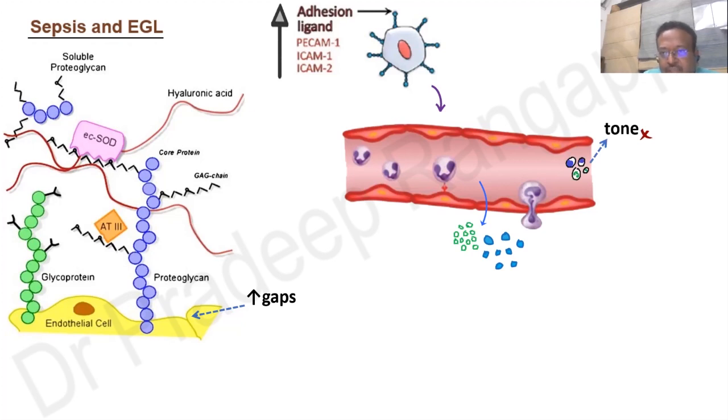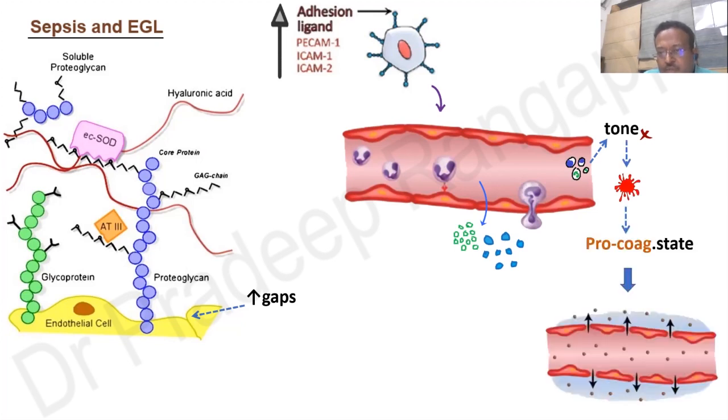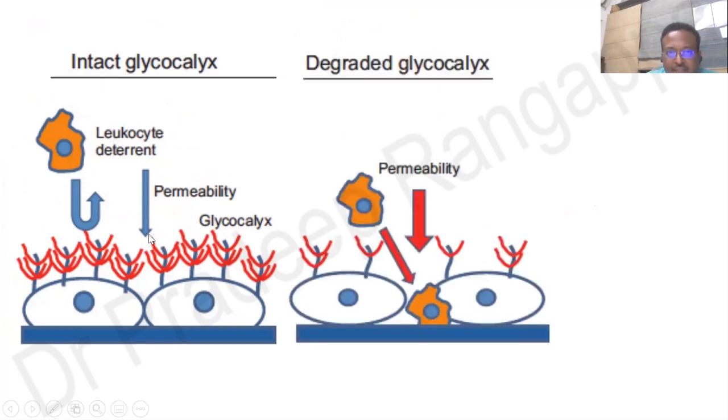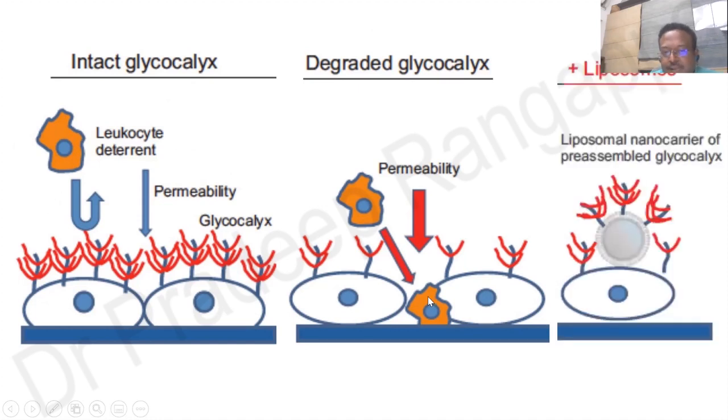And the presence of inflammatory mediators leads to loss of vascular tone, pooling of the blood, and a procoagulant state. And there is increased escape of fluid from these gaps in the endothelial space. So when the glycocalyx is intact, as I said, the glycosaminoglycans are negatively charged, so they repel the leukocytes. So the leukocytes do not get attached to this EGL. But when the glycocalyx is degraded and there are gaps formed in the endothelial cells, you will see these leukocytes getting into the gaps and sticking to the endothelial cells.